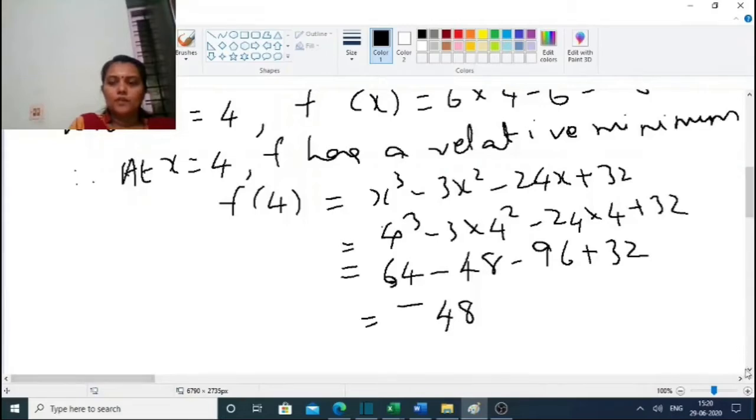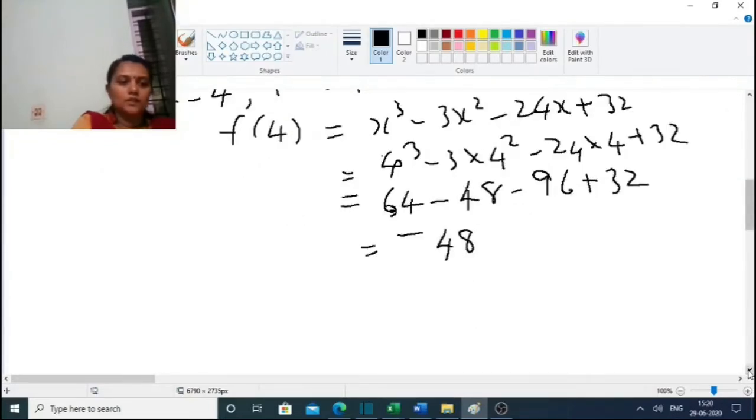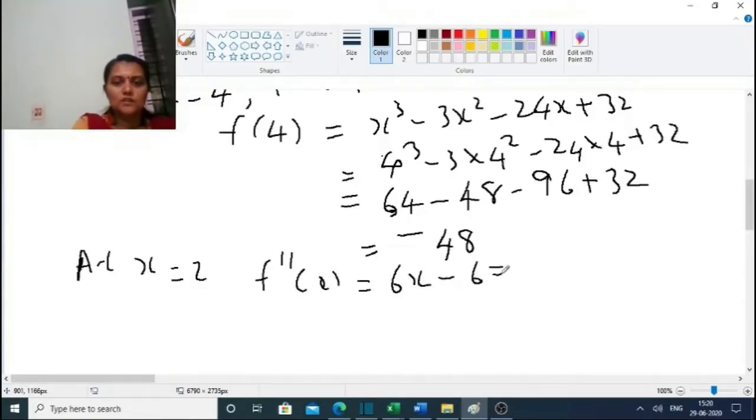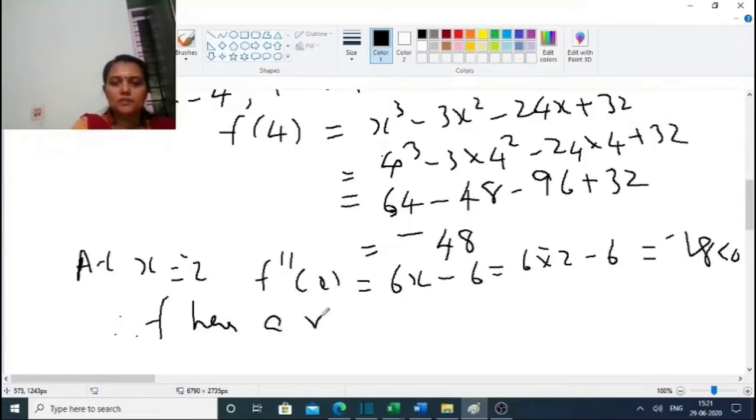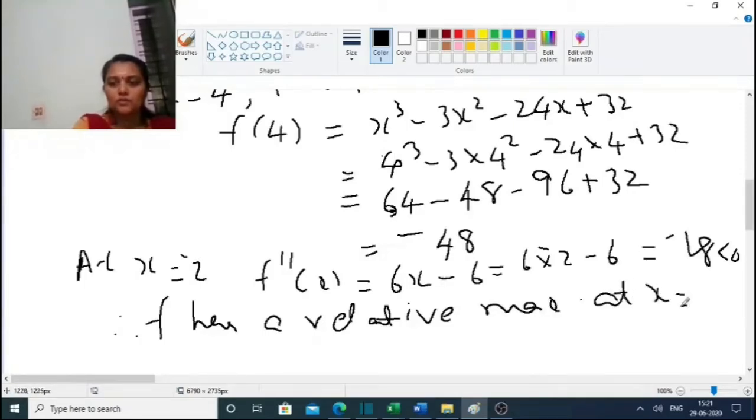Now find the value at x equal to minus 2. f double dash x equal to 6x minus 6, so 6 into minus 2 minus 6 is minus 18, which is less than 0. Therefore, f has a relative maximum at x equal to minus 2.